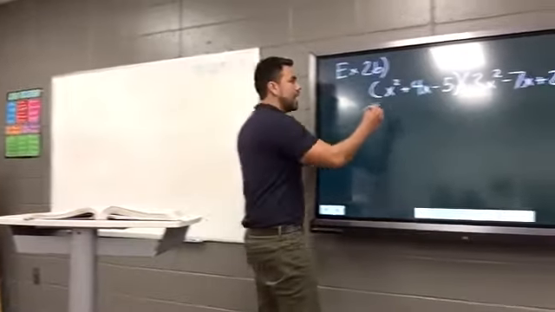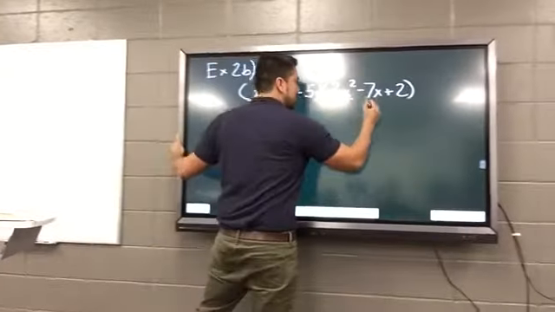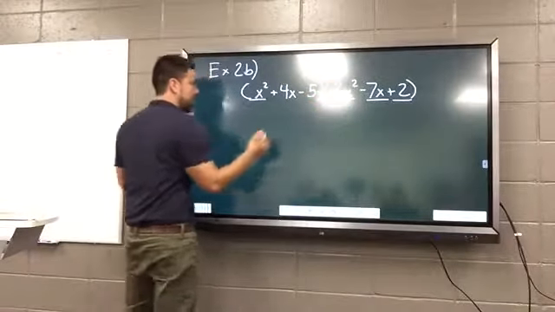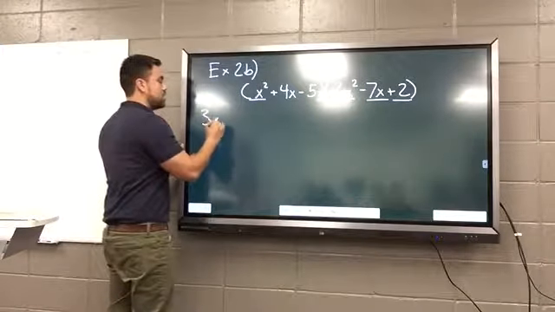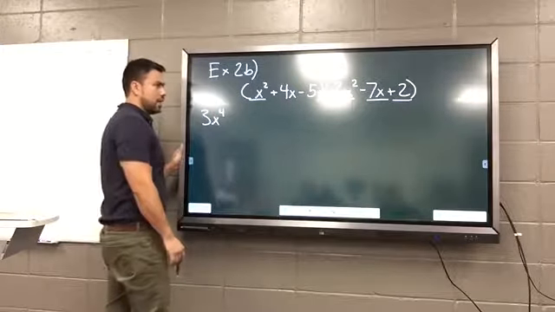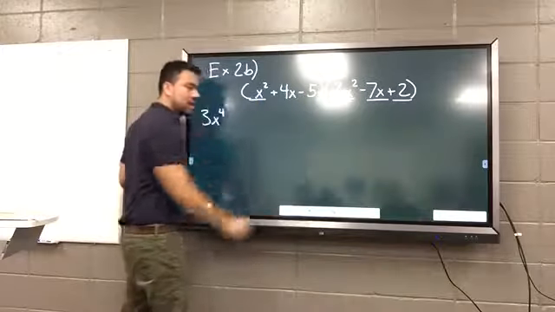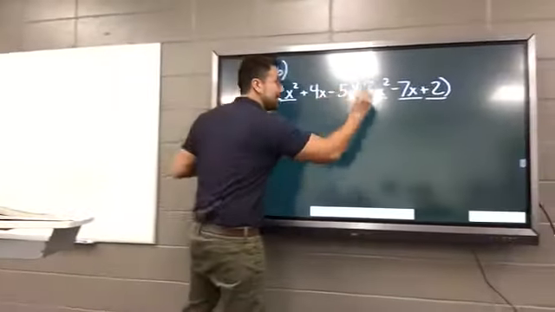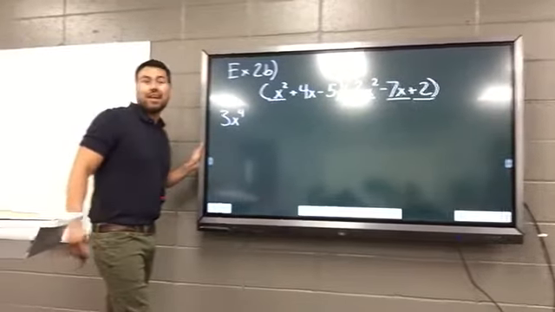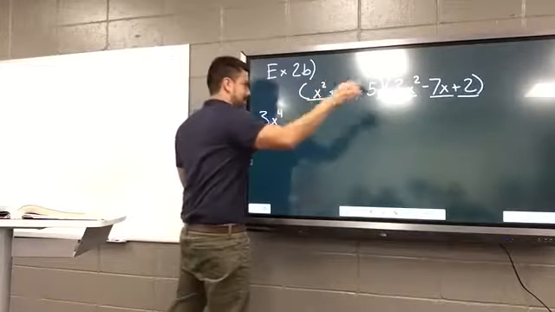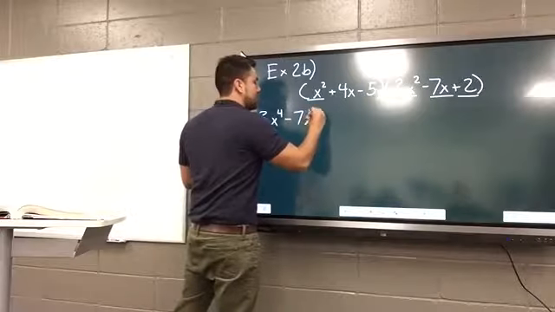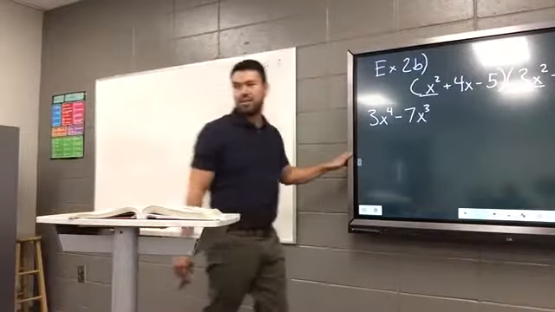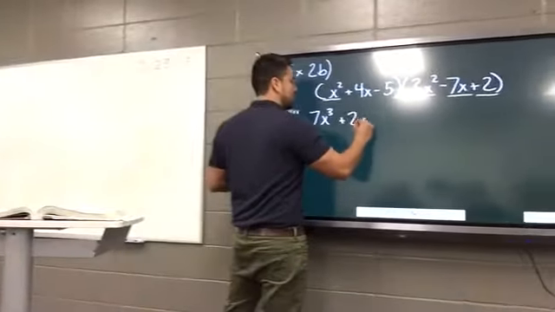I'm going to multiply x squared by each one of these. So what's x squared times 3x squared? Good, 3x to the 4th. And remember, you're multiplying x squared and x squared, so you add the exponents. What's x squared times negative 7x? Negative 7x cubed. Yep, negative 7x cubed. What's x squared times 2? Positive 2x squared.